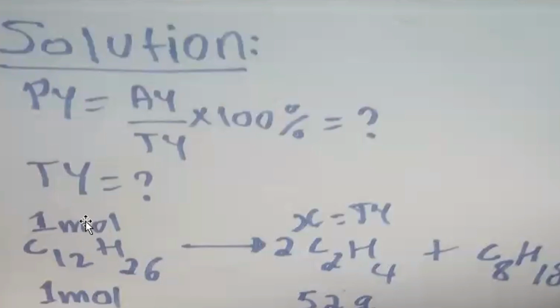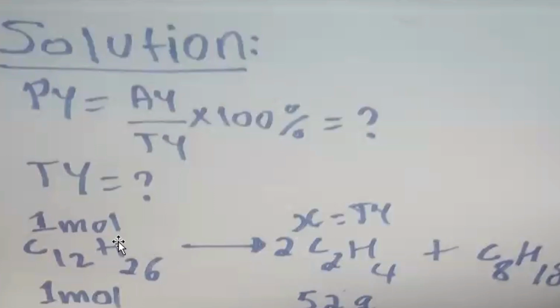Therefore, it's a mole mass problem. You can solve such kind of questions by using a mole mass relationship, a mole mass conversion. 1 mole of C12H26 is reacted to produce X amount of C2H4. If 1 mole of C12H26 is used to produce 52 gram of C2H4.